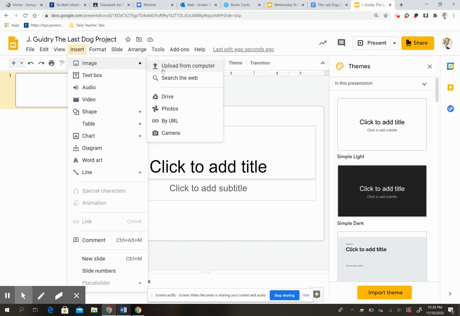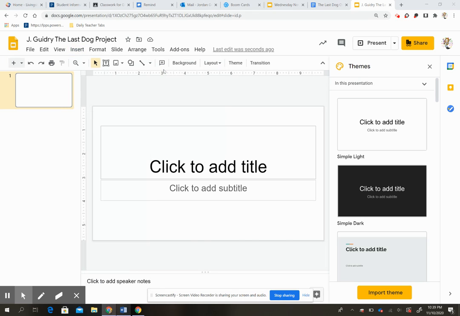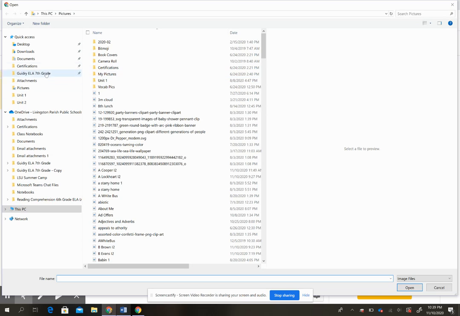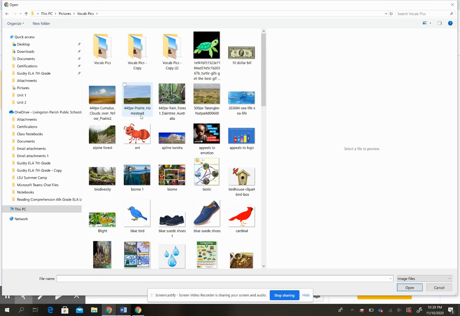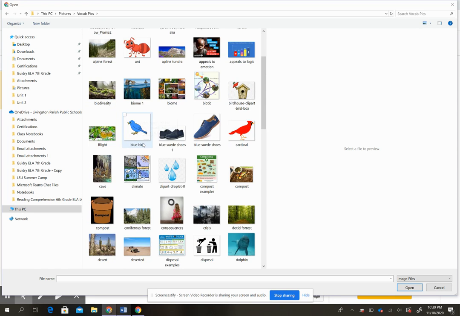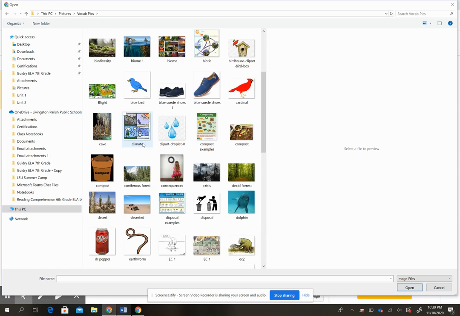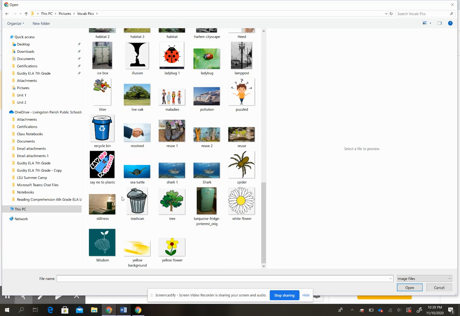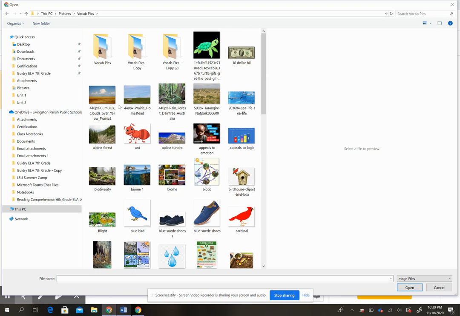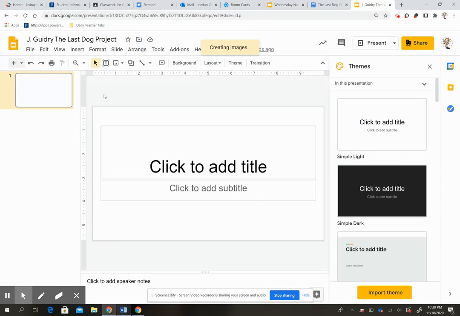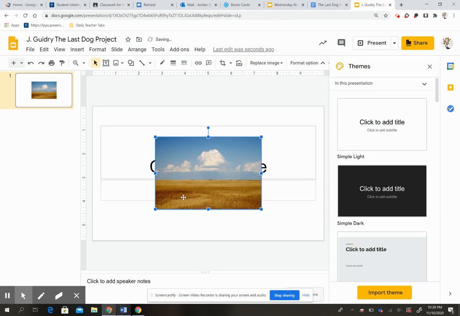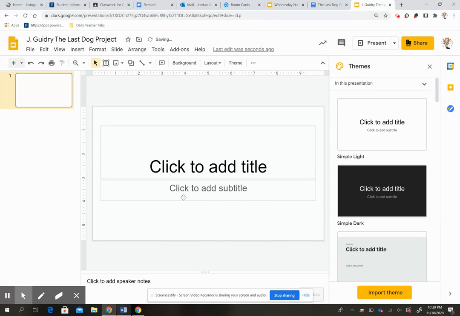So if I wanted to upload an image from my computer, I click there. I would go to all my pictures, and then I would choose from there. So from here, if I wanted to go to vocab pictures, I have one. Now remember, this is a desolate place somewhere. There's not a whole lot going on. I might choose, no, this is from a different story, but let's say I just use this one. And then that pops up like that. So that would be how you insert your picture.